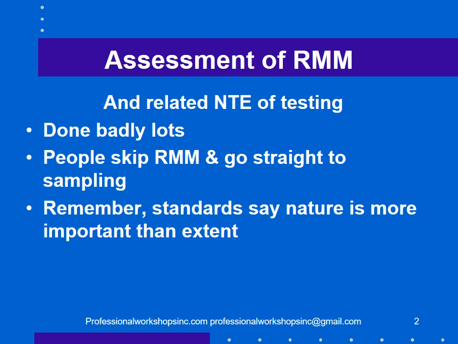Now, this is about the assessment of risk of material misstatement and following that, the related nature, timing, and extent of testing. And as I said, I see this done badly a lot. What I see people doing is skipping any real assessment of the risk of material misstatement and going straight to specifying a detailed sampling test. Do 60 of these or 40 of those.